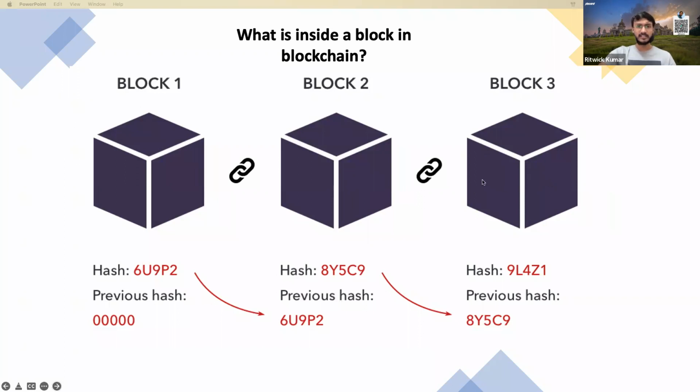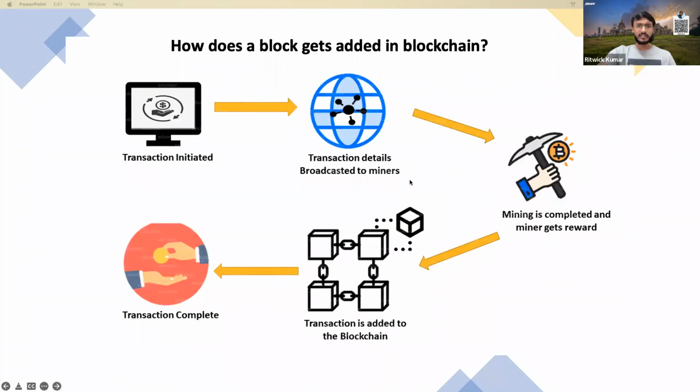So now that we know what is inside a blockchain, let's see how the data gets stored inside a blockchain. How does a block get added to a blockchain? Let's have a look at this picture for a second. We initiate a transaction. The transaction details are broadcasted to miners, because there is not just one miner. There are n number of miners working 24/7 to ensure all the data gets added in the block as soon as possible. Once the miners confirm that mining is done, and the miner always gets a reward for it, it is added to the blockchain. Then the transaction is completed, the block is added, and every node, every person who is a node of this particular blockchain, gets an updated ledger.